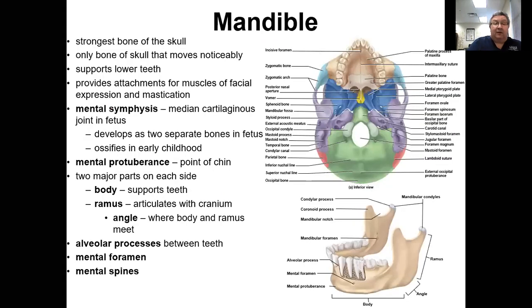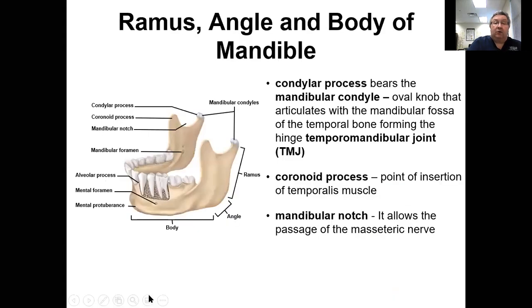Now, the mandible, like I said yesterday, is really the only moving part of the skull. It is really an incredibly strong bone, and it's the area that supports the teeth. Now, you're going to need to know certain parts of the mandible. You're going to need to know the body of the mandible.